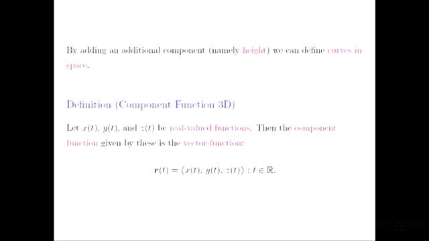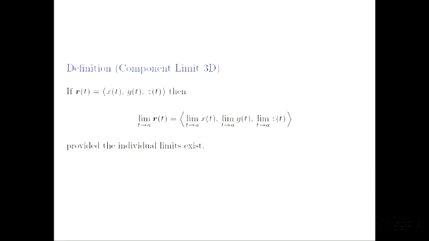So a component function in 3D is if you give me an x component, a y component, and a z component, and they're all real valued functions, then the component function given by these is the vector function R(t) is equal to x(t), y(t), z(t). So it's the same game, except now that we're working in space rather than on the plane. We can extend our definition of limit onto these curves, which are called space curves, curves in space, provided the limit actually exists. But it's just the same game. You just take the limit along the individual components.